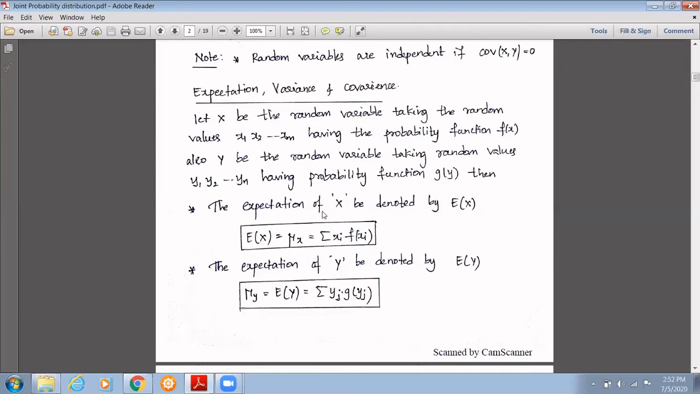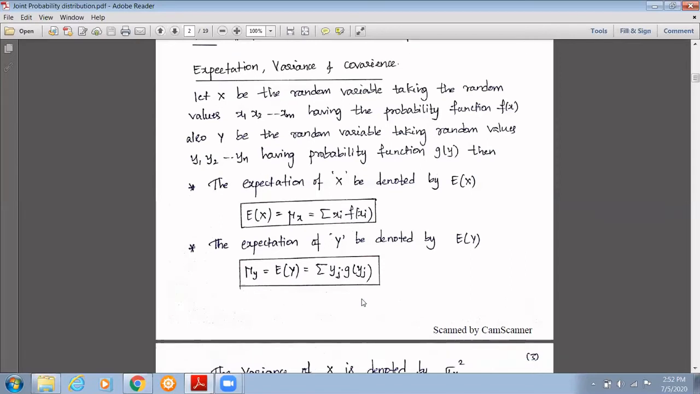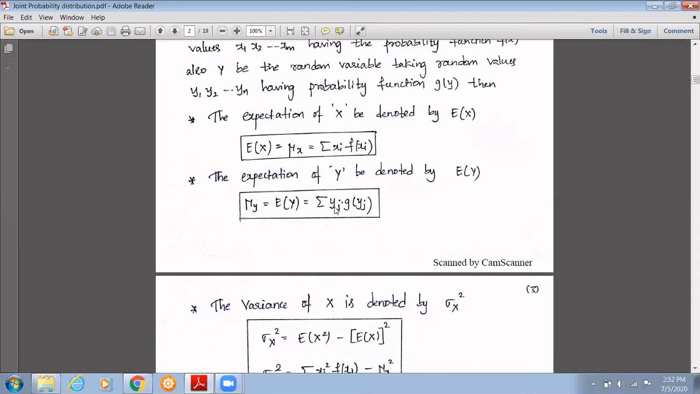If I consider two random variables and their entries, then now we define the expectation and the variance. Now the expectation of the capital X is denoted by E of x, and it is given by the formula summation xi into f of xi. Same way, expectation of y, E of y, is equal to summation yj into g of yj. Here yj are the random values and g of yj is the marginal distribution.